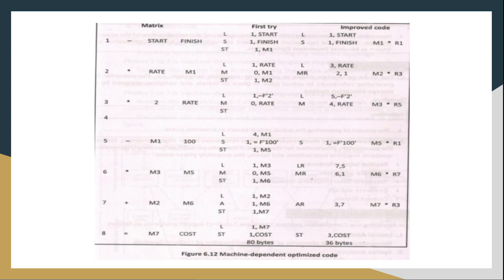So we have seen the generated object code in the first try column. Now we are going to optimize our code. So how can we optimize our code?